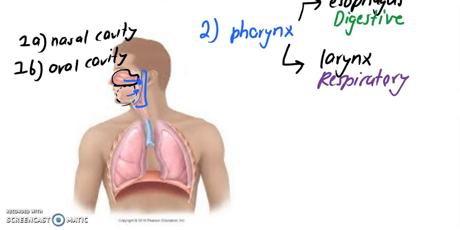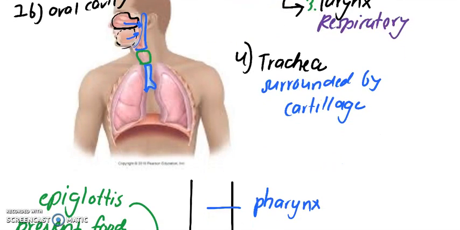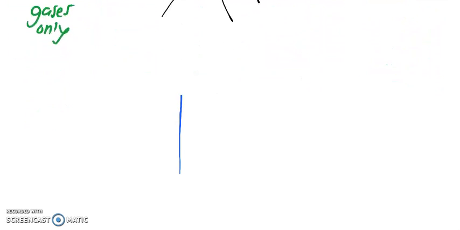So here would be my larynx right here. This would be my number 3. Next is the larynx. Then comes this structure surrounded by cartilage. This is my number 4. This is my trachea. Notice it is surrounded by cartilage. And I'll finish this down here. So here is my cartilage-surrounded structure, the trachea.